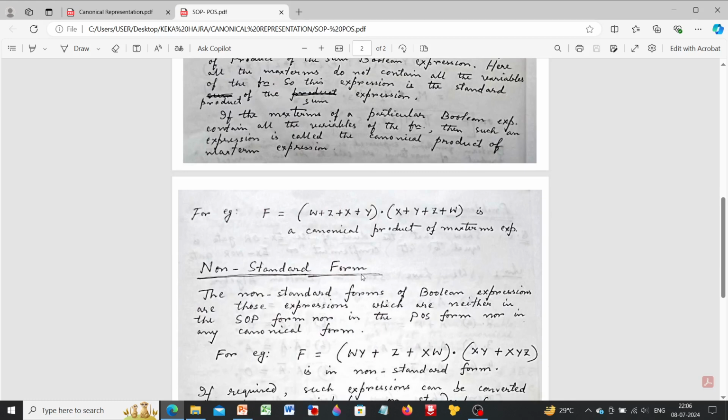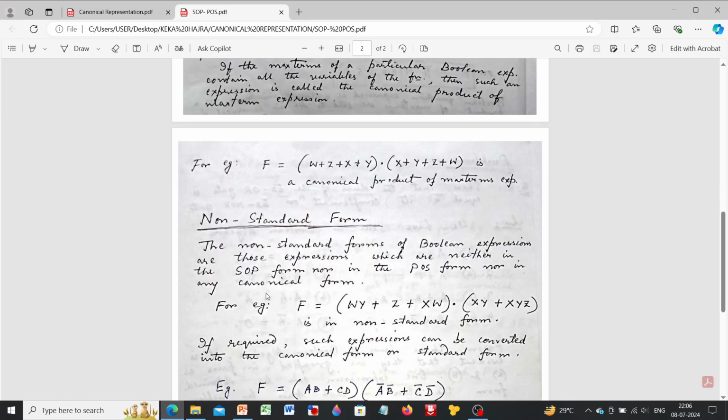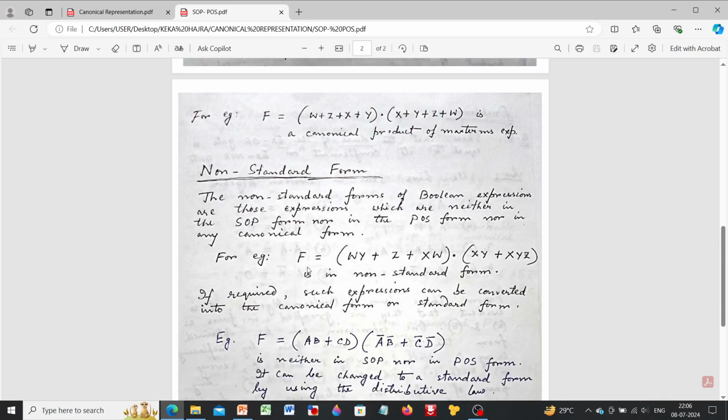And lastly, non-standard form. Out of three representations of Boolean function, canonical form, standard form, and the third one is non-standard form of representation. So now I am discussing what is non-standard form of representation. Non-standard form of Boolean expressions are those expressions which are neither in SOP form nor in POS form nor in any canonical form. We can take this example: f equal to (wy plus z plus xw) ANDed with (xy plus xyz). This is an example of non-standard form of representation.